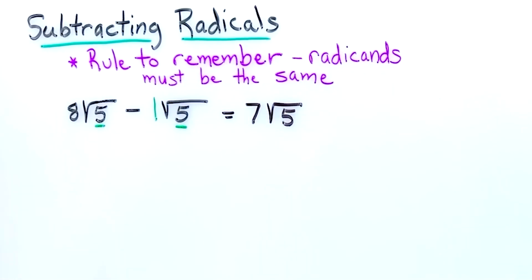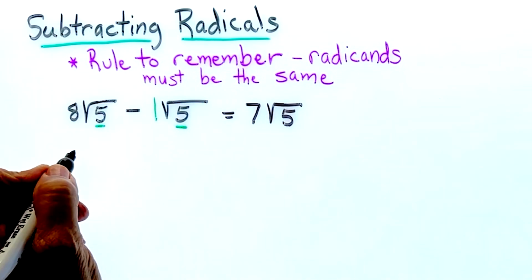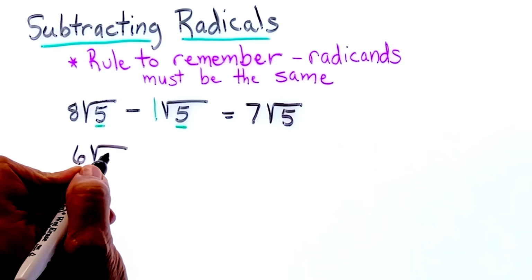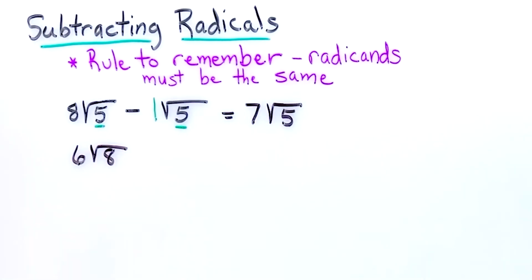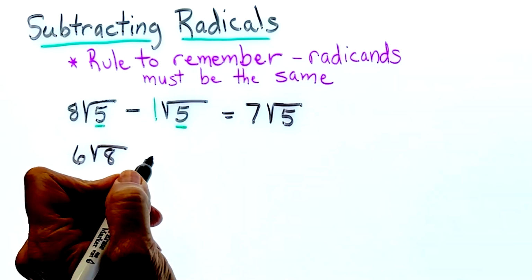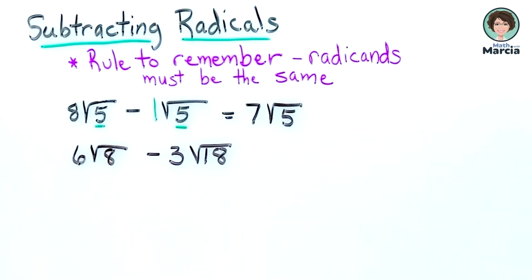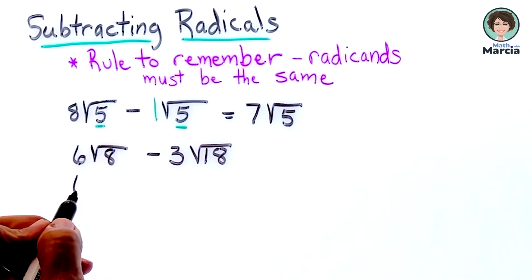So with the problems that you will have, you may have to simplify before you actually put some of your radicands together. So I have 6 square roots of 8 minus 3 square roots of 18. Well, I know the square root of 8 is not in simplest form.